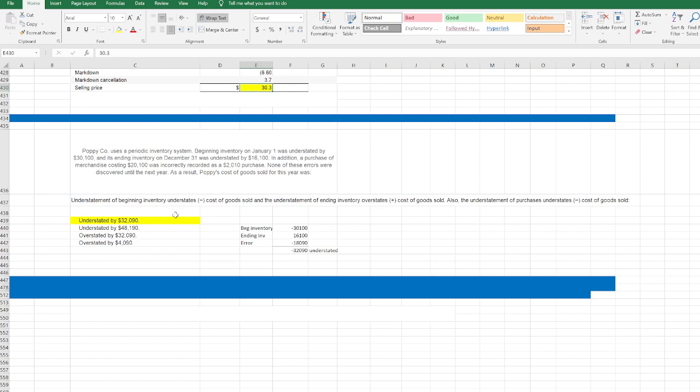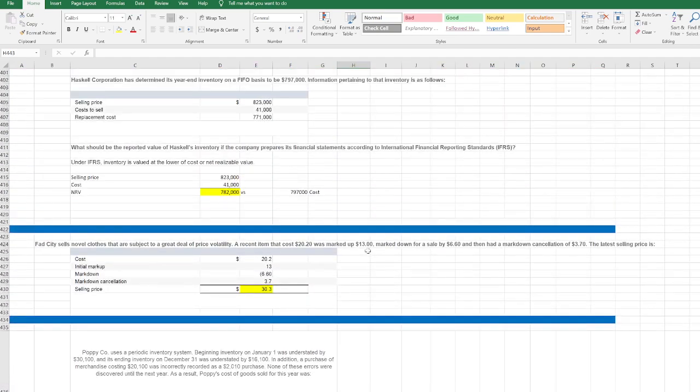The understatement of beginning inventory understates cost of goods sold, and the understatement of ending inventory overstates cost of goods sold. Basically, inventory errors will work themselves out over time, but this specifically wants to know how much it's understated. So we have the beginning inventory error of 30,100. We're going to add back the ending inventory error, so those two kind of net together, and then we're going to take the difference between the 20,000 and the 2,000, and that's 18,090. Add all that together, and our inventory is understated by $32,090.